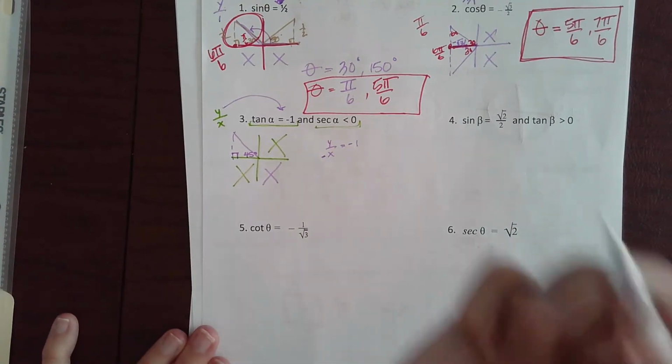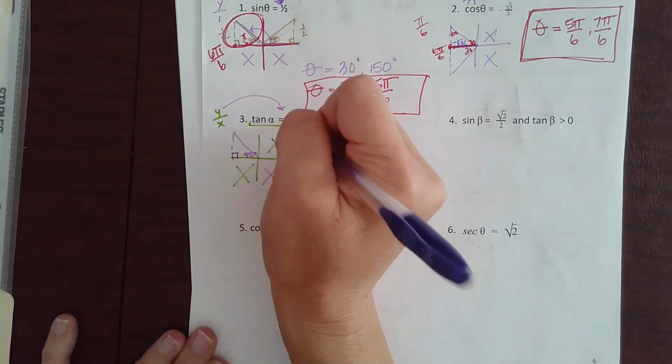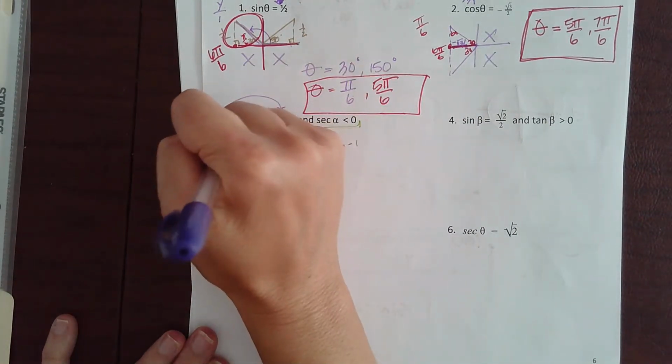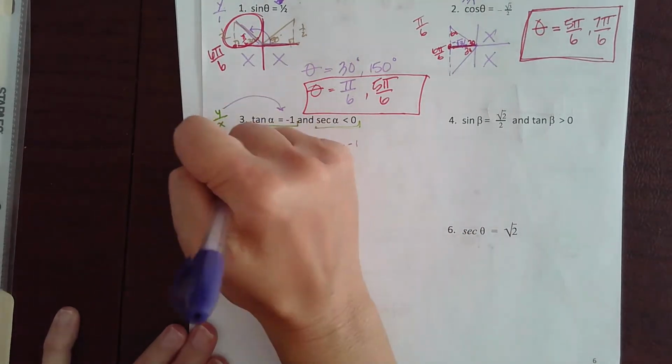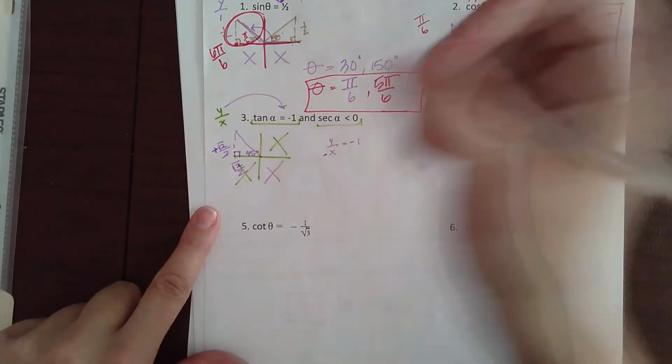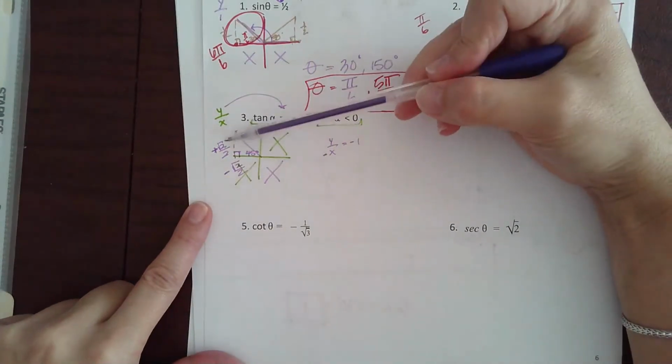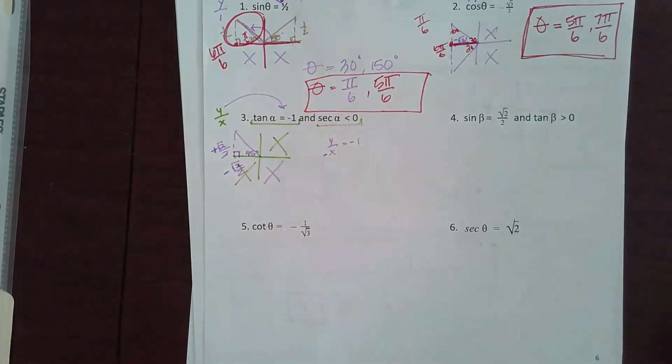All right, let's label our side length. So if we know that tangent is -1, whoops, I need to make that positive. We know this has to be √2/2 and this has to be √2/2. That's how we got the -1. We did positive √2/2 divided by negative √2/2.